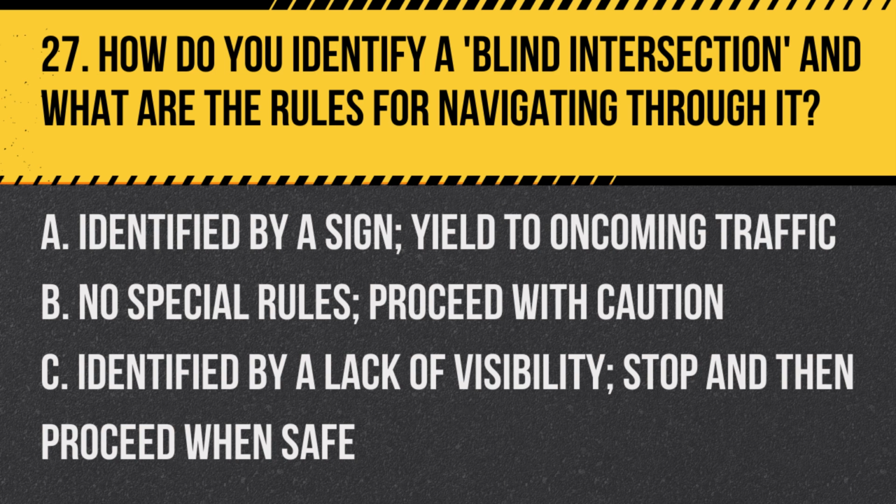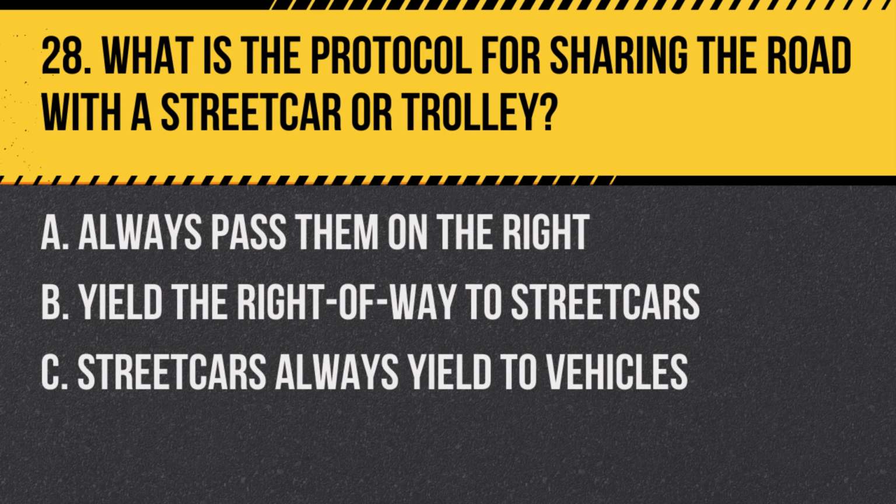Answer: C. Identified by a lack of visibility. Stop and then proceed when safe. A blind intersection is one with obstructed views, and drivers should stop and then proceed when it's safe. Question 28. What is the protocol for sharing the road with a streetcar or trolley?